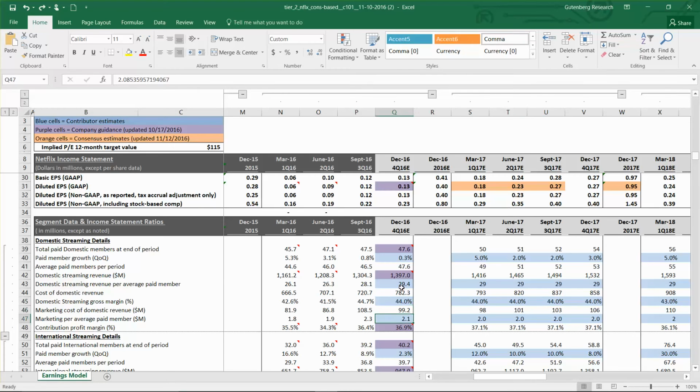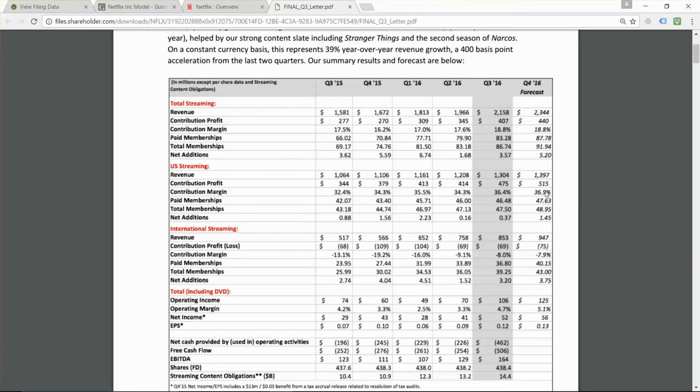And then we also have an estimate of marketing costs per average member. So if you think about this in terms of the total average number of users, what we're saying here is this is the total marketing cost in the United States to get new members and to keep the members that they have. And when we set it at $2.10 per member, we get back to the contribution margin of 36.9%, which is in management's guidance here for US streaming.